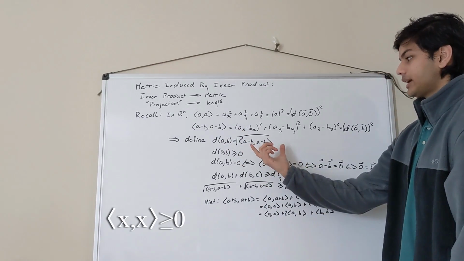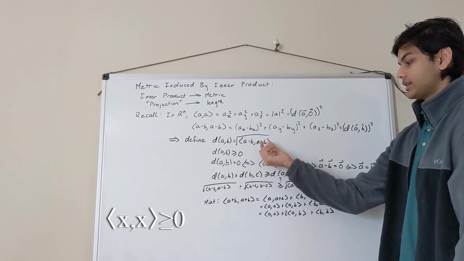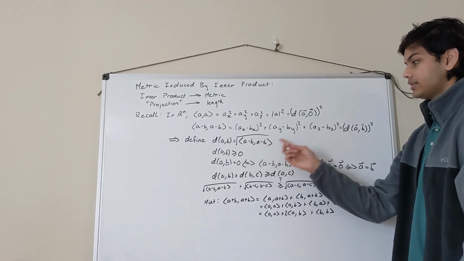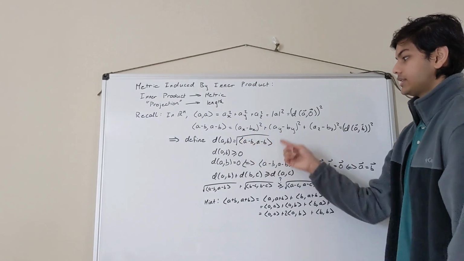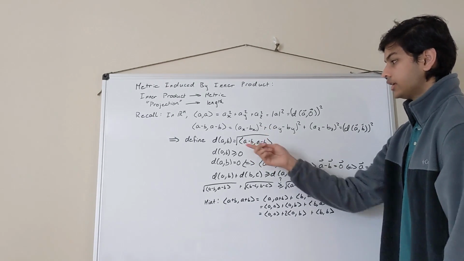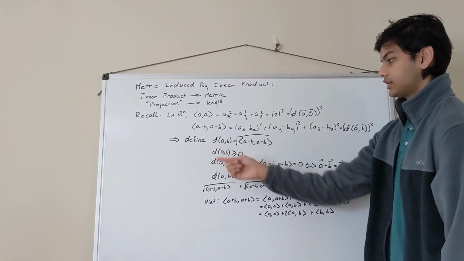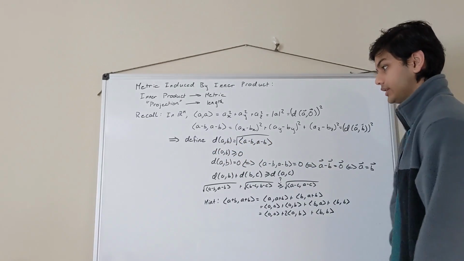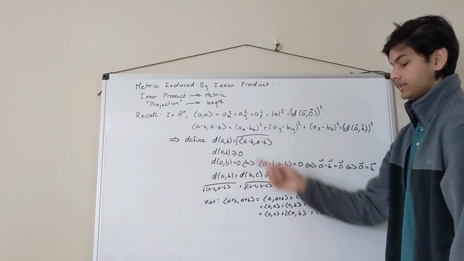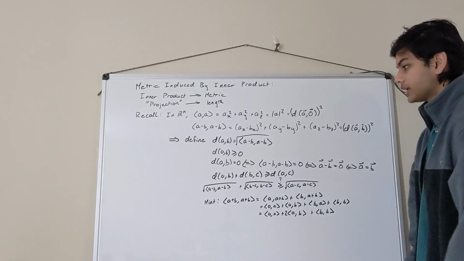So remember that we had a property that the inner product of a vector with itself is always non-negative. So the inner product of x with x is greater than or equal to 0. So that means that this inside, since it's the inner product of something with itself, is going to be non-negative, which means that if you take its square root, it's going to be a non-negative real number. So this is one of our axioms for the metric, and that comes from the axiom for the inner product.